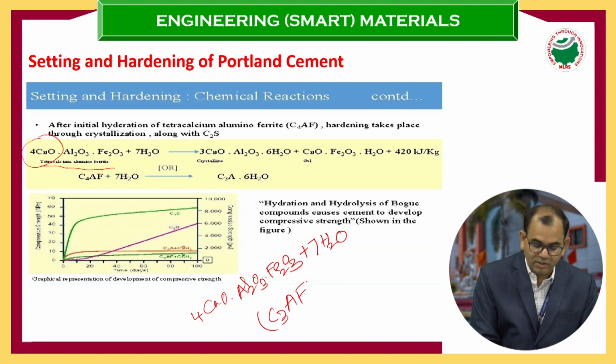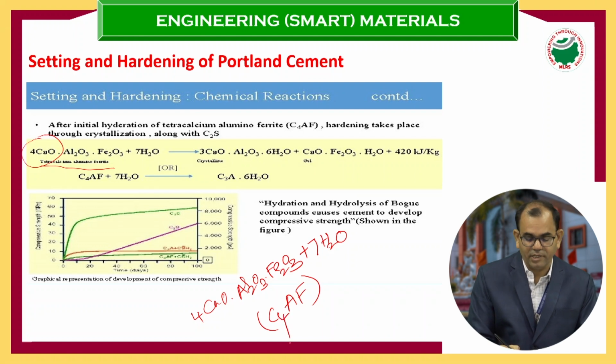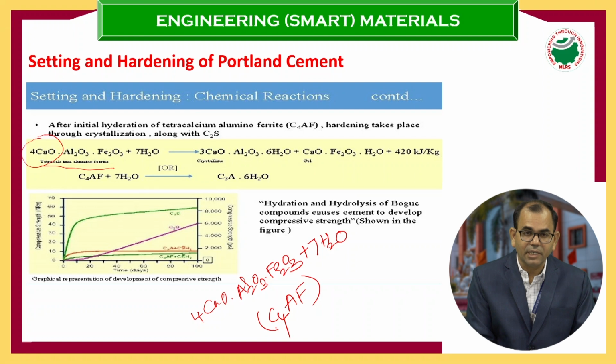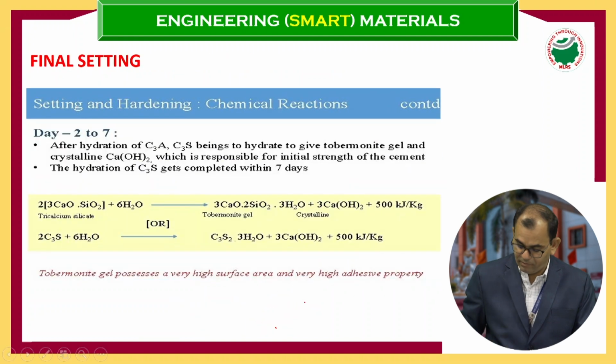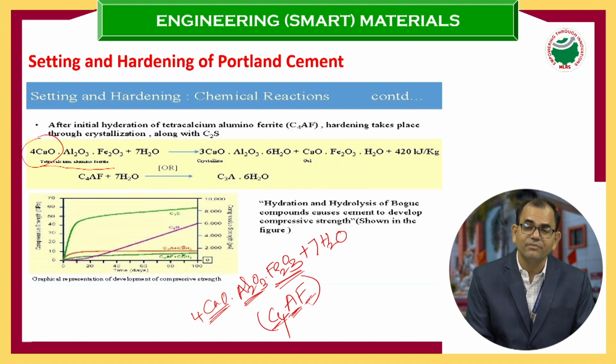C3AF. Okay, sorry, C4AF. What is C4? Tetracalcium. What is A? Alumino. What is F? Ferrite. Why ferrite? Because Fe2O3 is present. Why alumino? Alumina is there, that is nothing but Al2O3. And tetracalcium, we can see here lime. Calcium oxide is nothing but lime. So C4 is tetracalcium, A stands for alumino and F stands for ferrite. And the formula is 4CaO·Al2O3·Fe2O3.